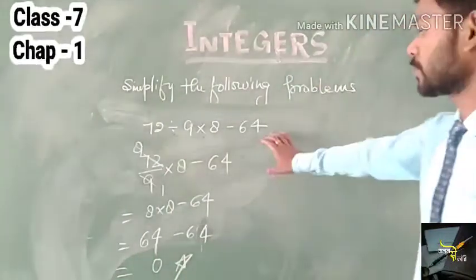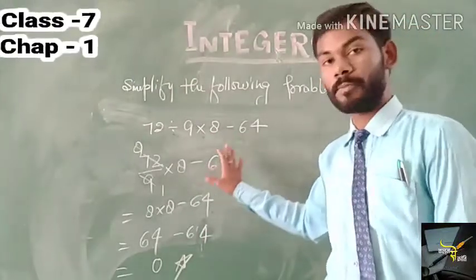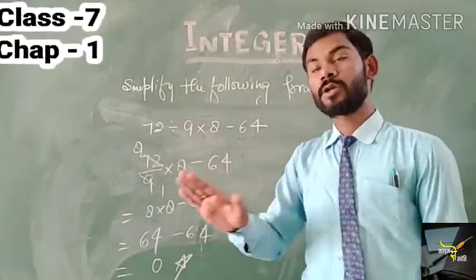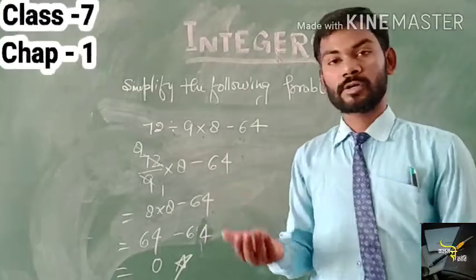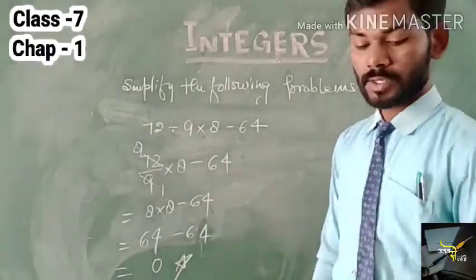I hope this solution is clear to everyone, because there is nothing except the operations. So here we need not remove any brackets or change any signs. So we can easily solve this.